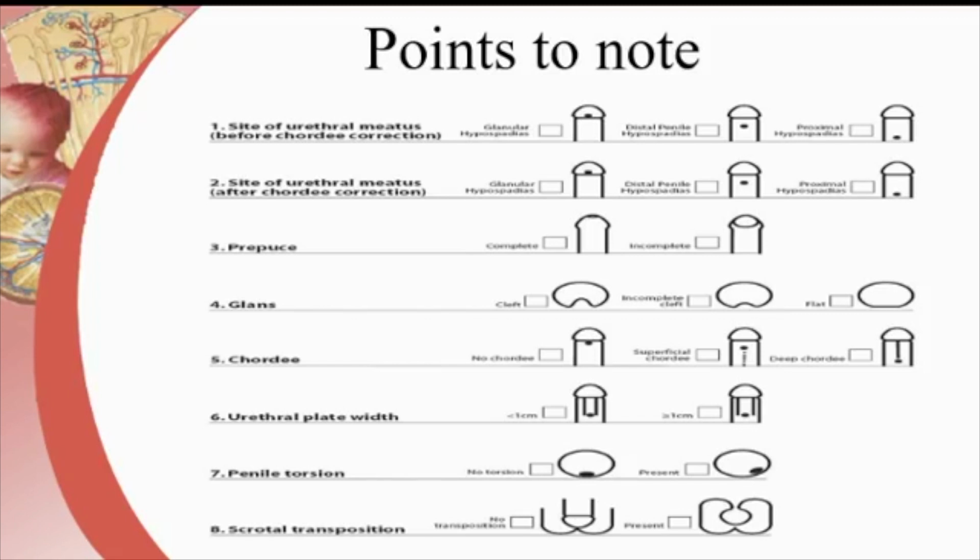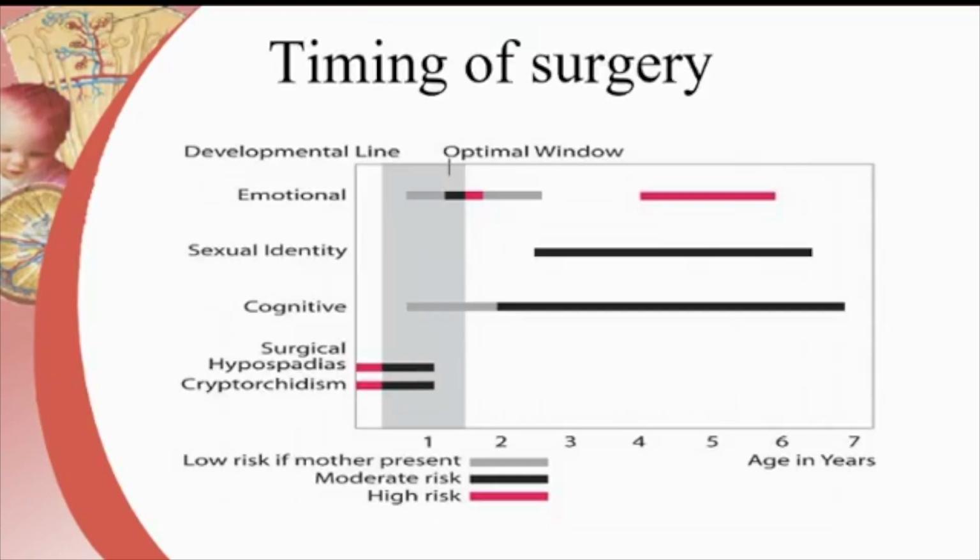Then presence of penile torsion. So this is something worthwhile noting before you actually start the procedure. Often there is a torsion towards the left side. So if you bring around your flaps on the right side, it automatically corrects it to some extent. Then you also have to look at the extent of penoscrotal transposition.